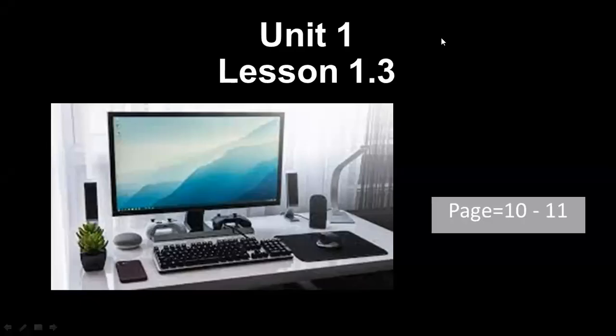Okay, boys, today in computer, we are going to start our unit 1, lesson 1.3. The pages that we are going to cover are 10 and 11.